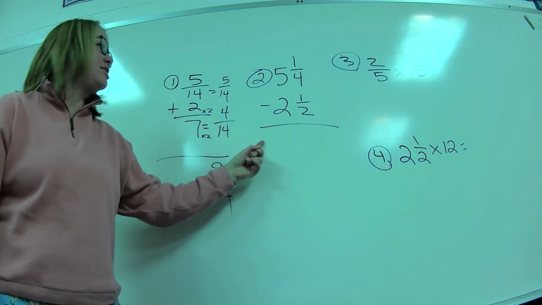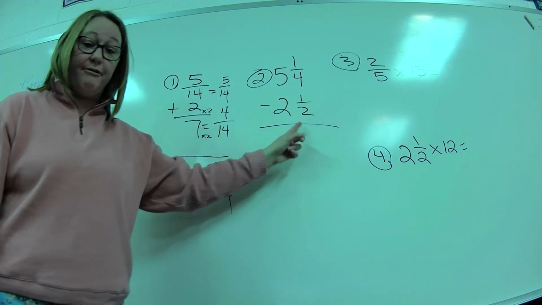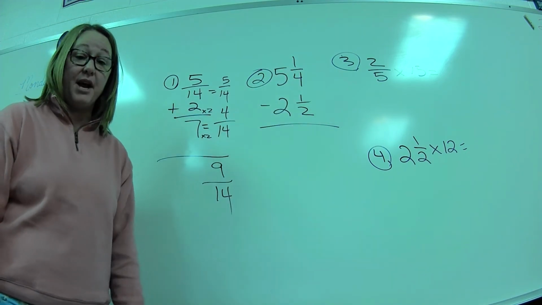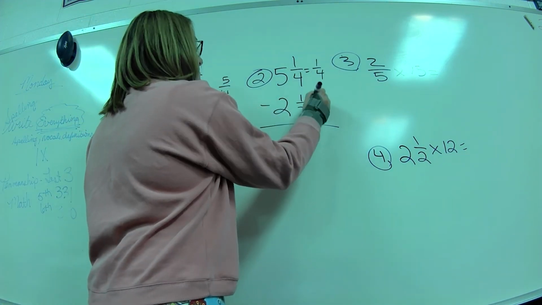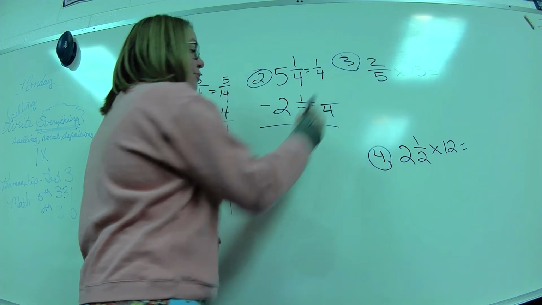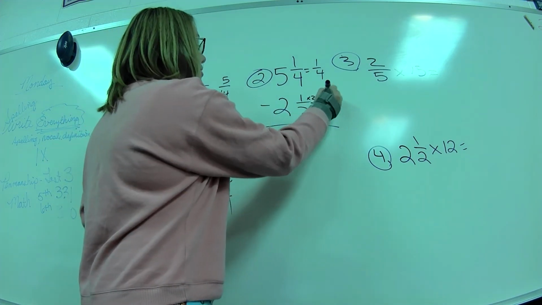Again, these are mixed numbers, but let's start with the fraction first. I have 1/4 subtract 1/2. Again, I have to have the same denominator, so let's go to 4. All right, so 1/4 stays 1/4. 1/2, 2 goes into 4 2 times. So 1 times 2 is 2.